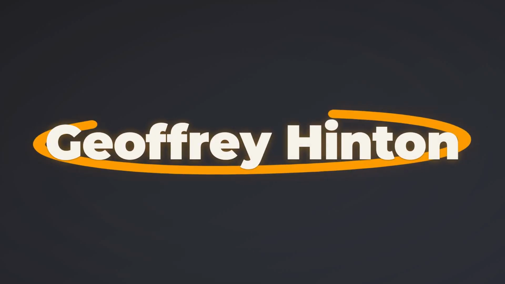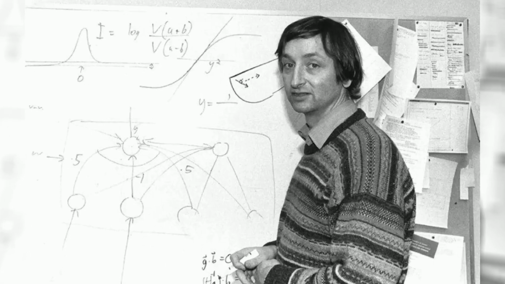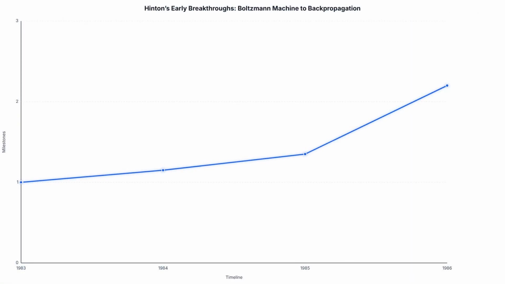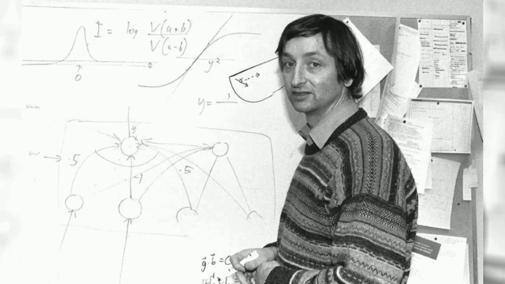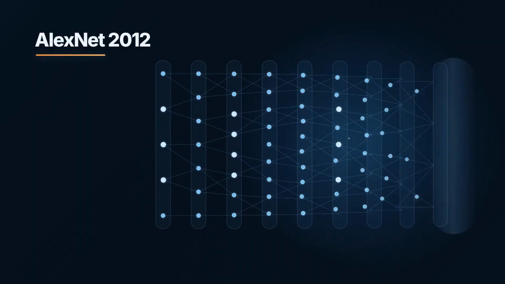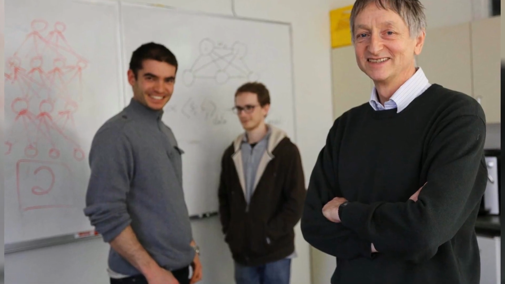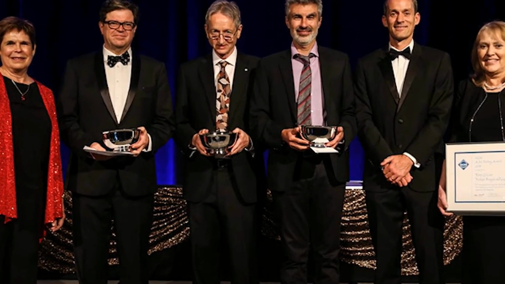He added, "I had no idea this would happen. I'm very surprised." This is the same Geoffrey Hinton who, in 1983 through 85, used tools from statistical physics to create the Boltzmann machine. The same Hinton who co-authored the 1986 backpropagation paper. The same Hinton who co-supervised AlexNet. The same Hinton who received the 2018 Turing Award alongside Yoshua Bengio and Yann LeCun.